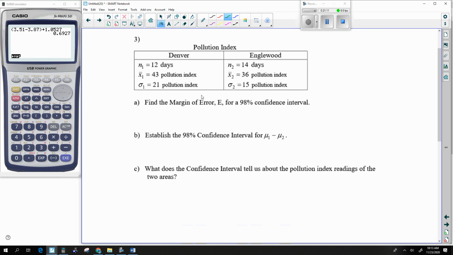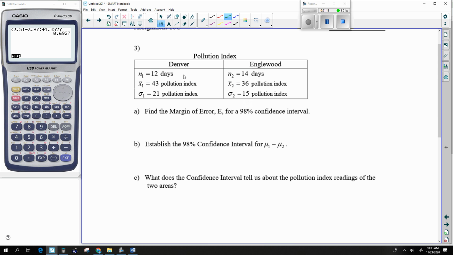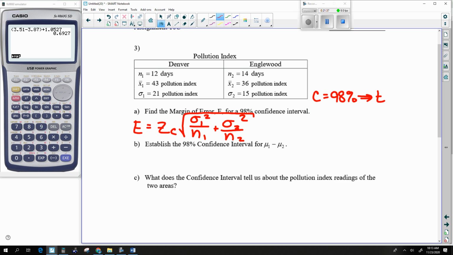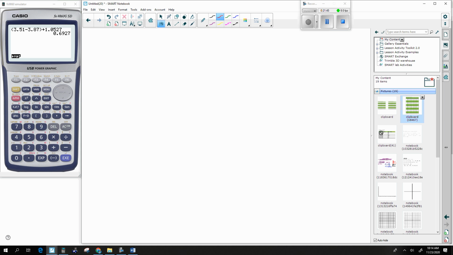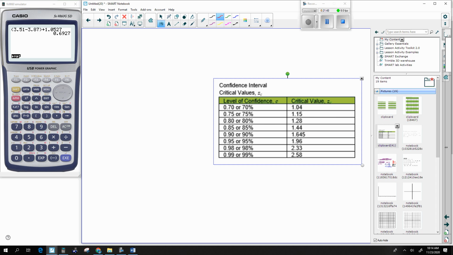Okay, similar problems, just do it again. This problem is dealing with the sigmas. So this is going to be the ZC, so E is ZC times the square root of sigma 1 squared over N1 plus sigma 2 squared over N2. This again has a confidence of 98%. So that means for the ZC, we have to look at that Z table. At that little box, 98% says that is 2.33.